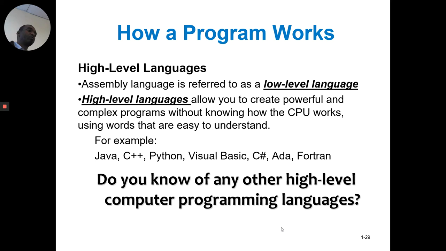We have high-level languages and we have low-level languages. High-level languages are what we call object-oriented programming languages. They allow you to create powerful and complex programs without knowing how the CPU works. Some examples are Java, C++, C#, Python, Visual Basic, and Fortran. Is there any other high-level language you can think of?